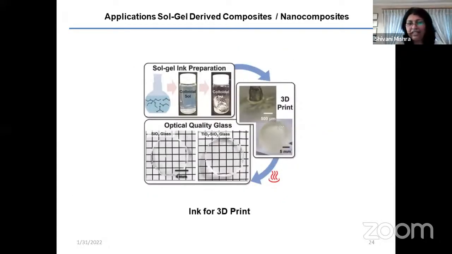Then coming to another application area, the inks are getting prepared using sol-gel technology for 3D printing, and to develop different glass, different circuits. Okay, using this 3D printed ink.